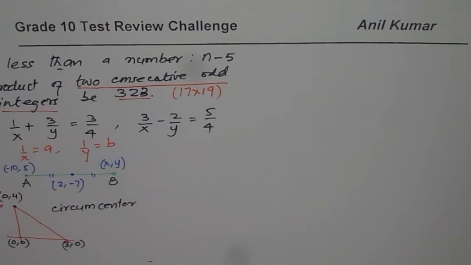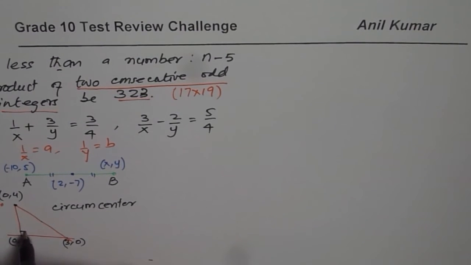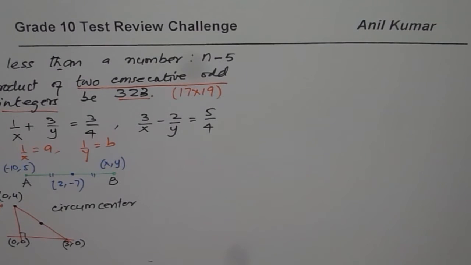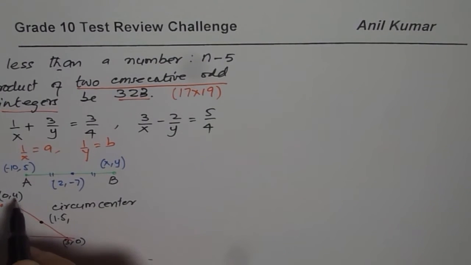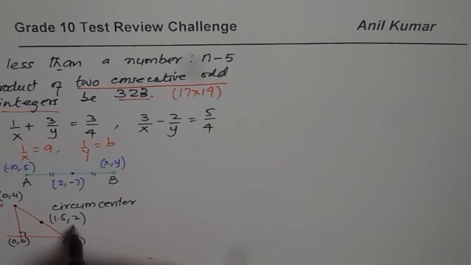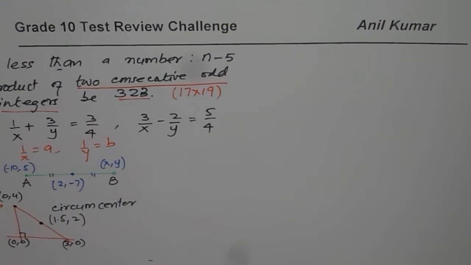And what is so cool about the right triangle? Well, you just have to find the midpoint of the hypotenuse, and that is your answer, right? So in this case, if I add the x-coordinates and divide by 2, I get 1.5, and add the y-coordinates and divide by 2. That is my answer. So at times, especially in multiple choice questions, this could be very, very interesting and handy. So that is how my challenge series is connected.